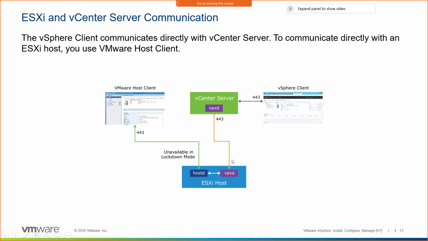So VPXA talks to the vCenter agent called VPXD, and VPXA tells the hypervisor what vCenter wants it to do. Whatever policies and configurations are coming from vCenter, VPXD communicates that to VPXA, which is living inside the hypervisor, and VPXA talks to the local hypervisor agent called hostd. So hostd is talking on behalf of the hypervisor, and VPXA is talking on behalf of vCenter to the hypervisor. And VPXA is getting all the communications from the VPXD agent.